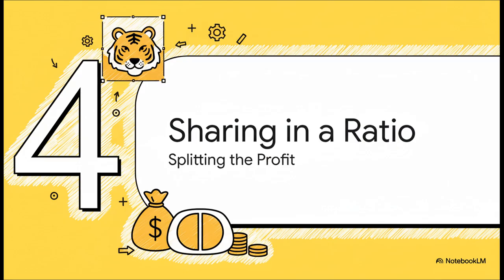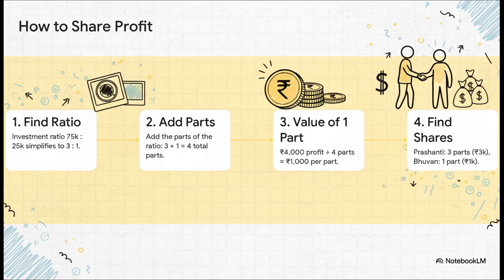It's about sharing something in a ratio. Let's say Prashanti invests 75,000 rupees in a business, and her partner Bhuvan invests 25,000 rupees. Together they make a profit of 4,000 rupees. How should they split that profit fairly? There is a simple 4-step recipe for this. First, find the ratio of what they invested. 75,000 to 25,000 simplifies nicely to 3 to 1.